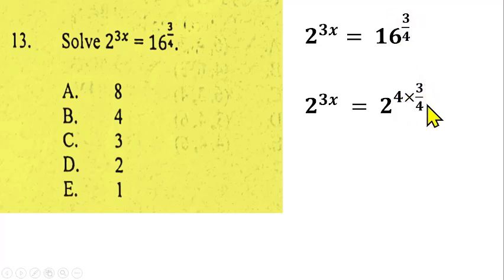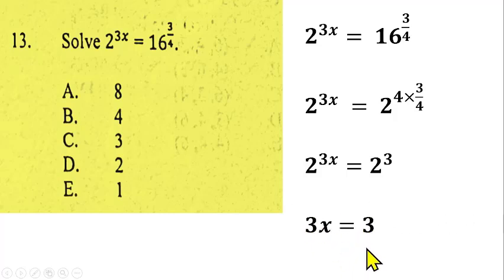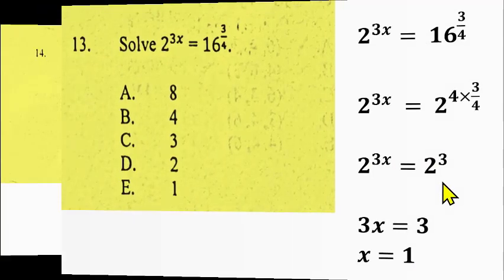So this 4 will multiply 3 over 4 because they are both powers. In this case, 4 will take care of 4 here. So you are left with 2 raised to power 3. Then the base also will take care of the base. So we have 3s equals 3. Then divide both sides by 3. S will be equal to 1. Option E is the correct answer for question number 13.